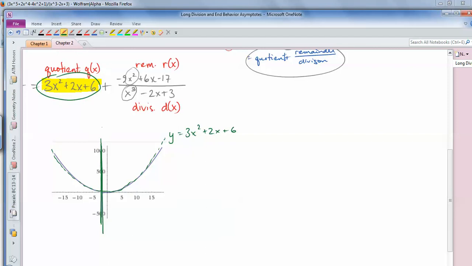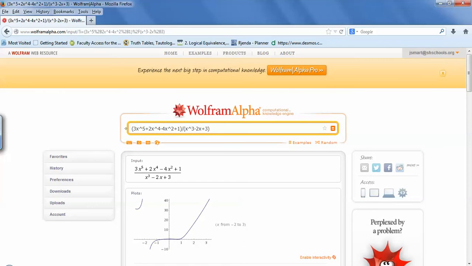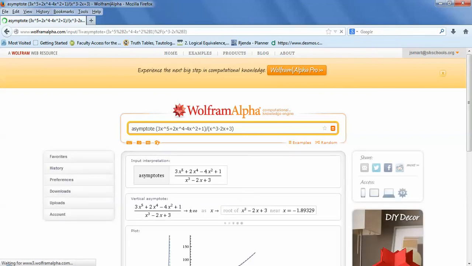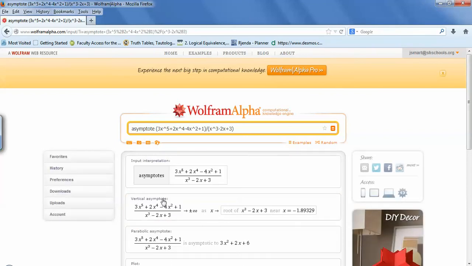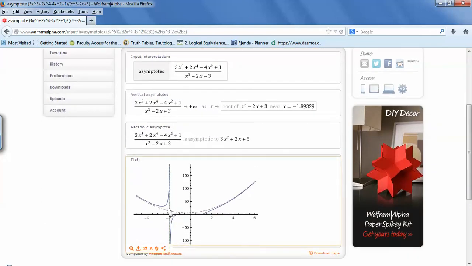So the nice thing is Wolfram Alpha can tell you what that asymptote is too. If I go back to Wolfram Alpha and scroll up, I'm just going to leave that problem there, but in front I'm going to type the word asymptote. We'll give it a second. And here it is. Notice it says vertical asymptote near x equals about -2. If you scroll down, there's that vertical asymptote right there. That happens when that denominator is 0.